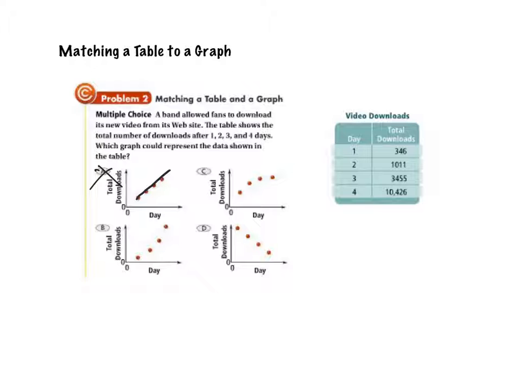Chris, what are you thinking? Same thing. If I were to look here, left to right, I go down, so I have a negative slope. Well, I'm not getting fewer downloads every day. So now the question is B or C?